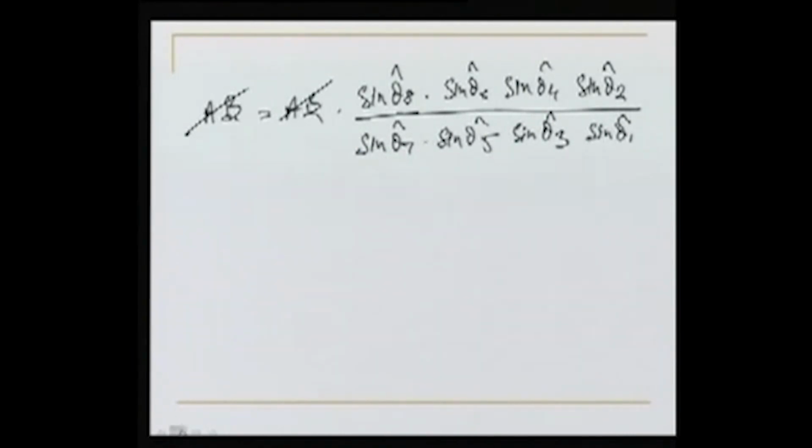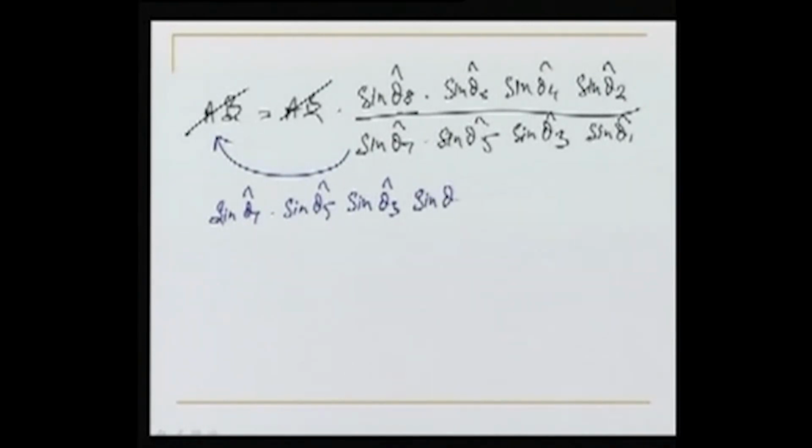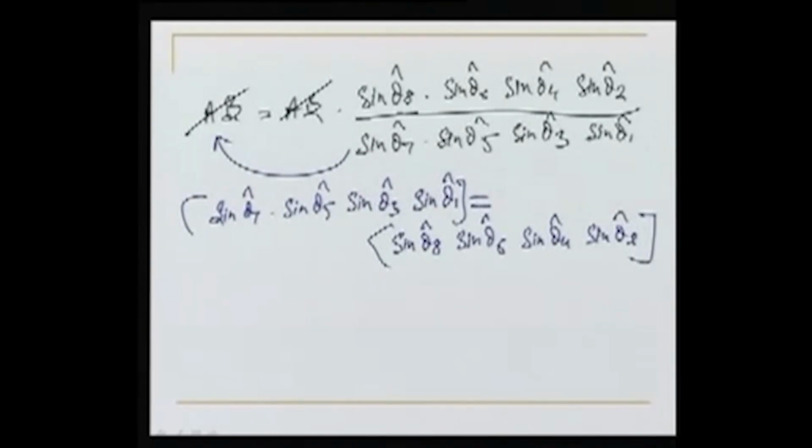So we can write this, if I take it here, as sine theta 7 hat, sine theta 5 hat, sine theta 3 hat, sine theta 1 hat is equal to sine theta 8 hat, sine theta 6 hat, sine theta 4 hat and sine theta 2 hat. Well, I take log of both the sides. So taking the log of both the sides, I can write this now.